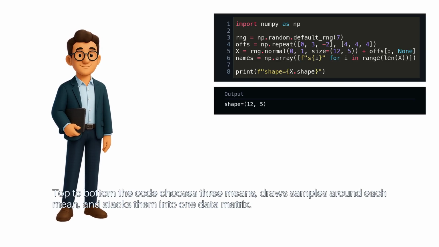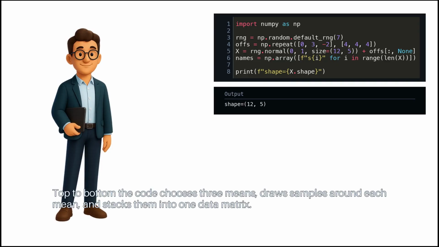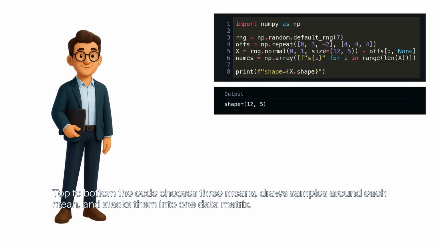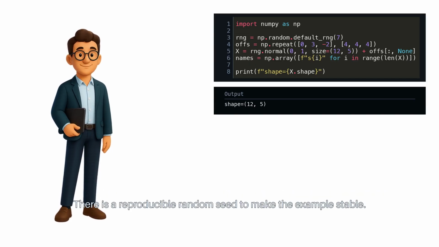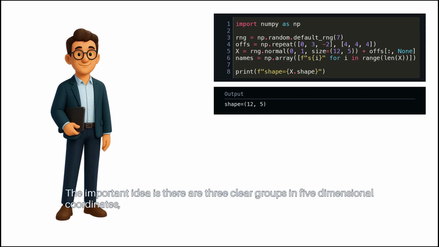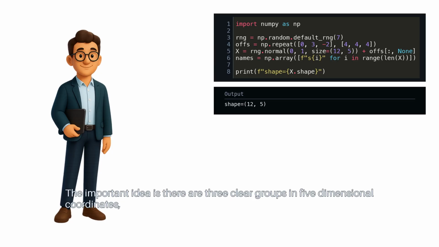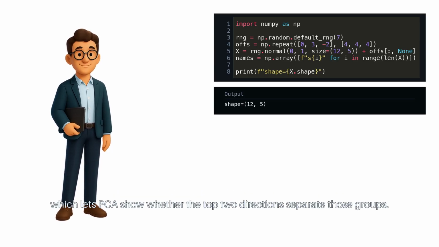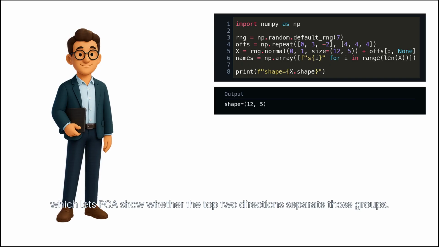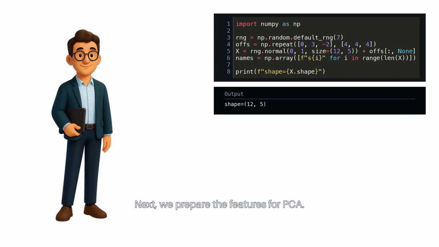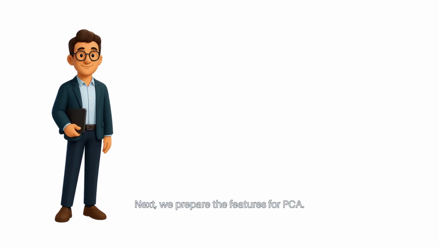Top to bottom, the code chooses 3 means, draws samples around each mean, and stacks them into one data matrix. There is a reproducible random seed to make the example stable. The important idea is there are 3 clear groups in 5-dimensional coordinates, which lets PCA show whether the top 2 directions separate those groups. Next, we prepare the features for PCA.